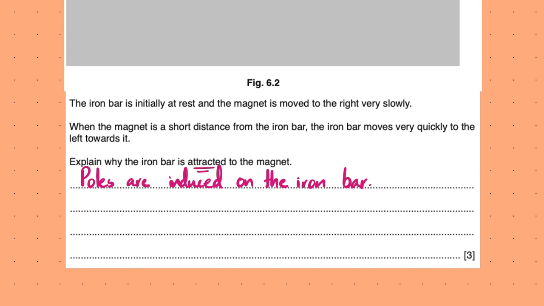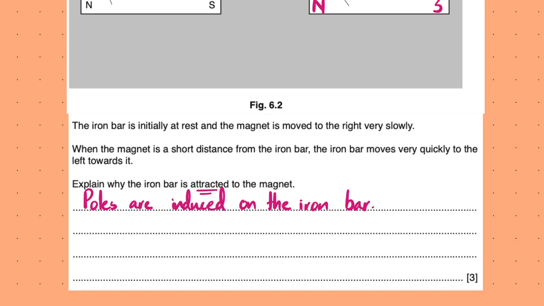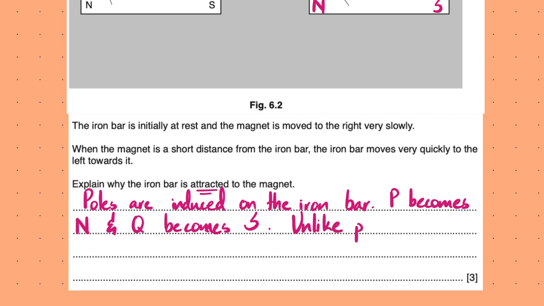And if I'm told that this is going to be attracted, I can already figure out what the poles are going to be. So for attraction, this must be a north, this must be a south. So I would say P becomes N, a north pole, and Q becomes a south pole. So unlike poles attract. Right? So unlike poles attract.